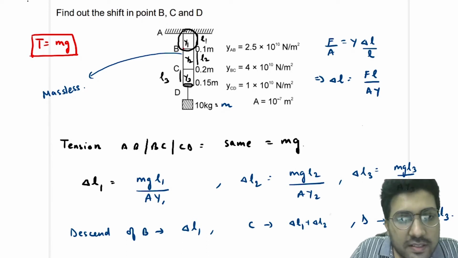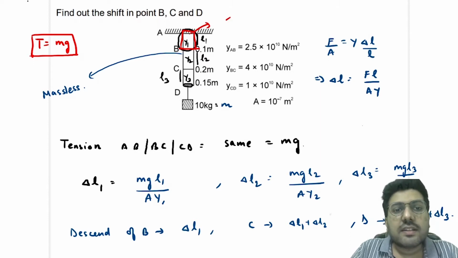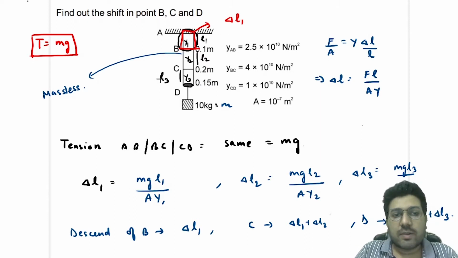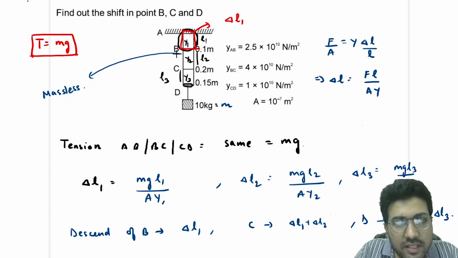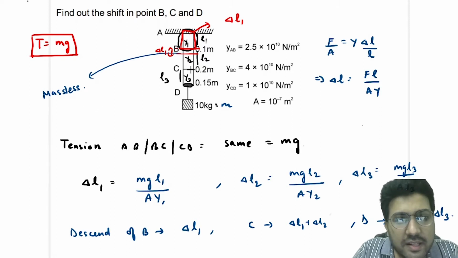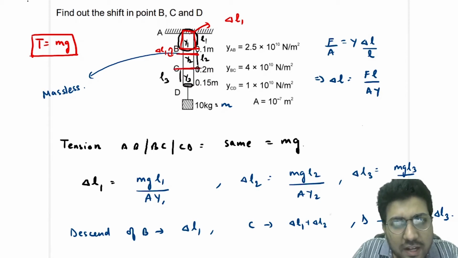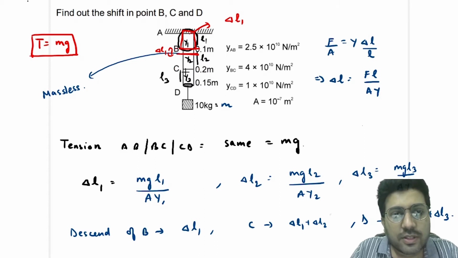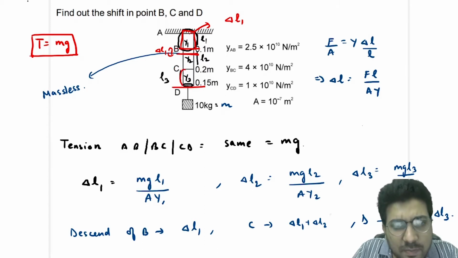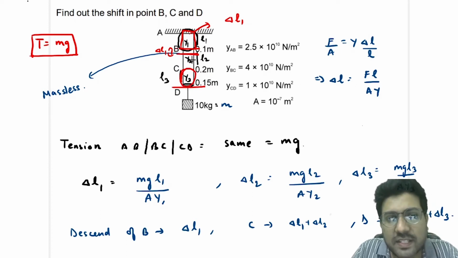So this part, listen carefully now. This part has an elongation of delta L1. So that means this region, this BC, has come down by a distance delta L1. Similarly, this part has come down by delta L2 from here. But this region also came down by delta L1. So actually this part will come down by delta L1 plus delta L2. Similarly, only this part elongated by delta L3, but these two parts elongated by delta L1 and delta L2 respectively. So this part came down by delta L1 plus delta L2 plus delta L3.